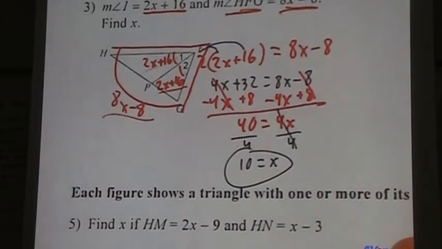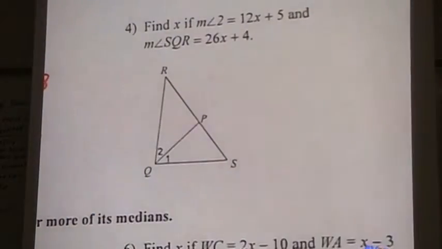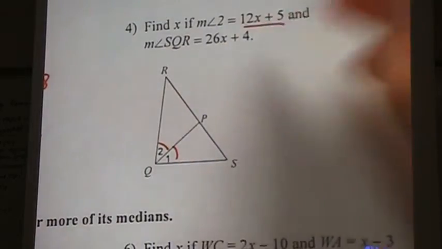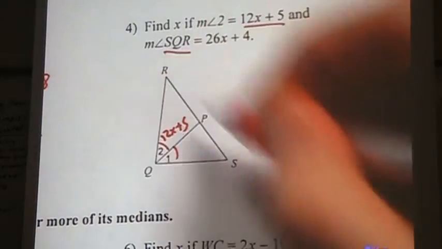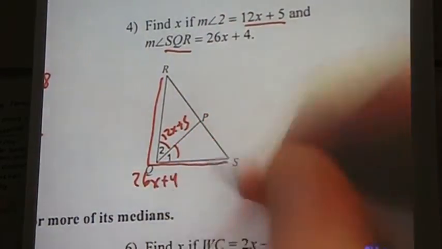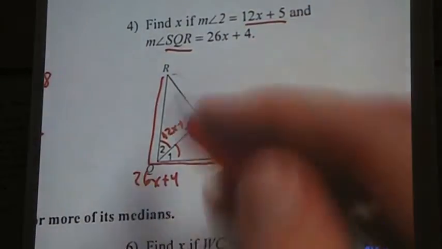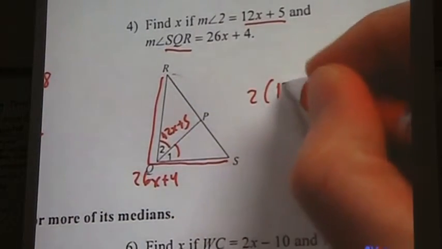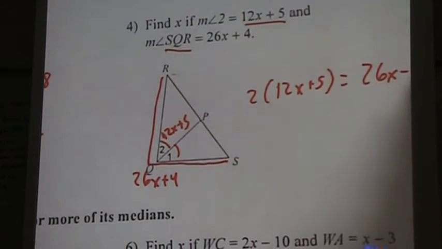Number 4 is similar. Okay? Because we got bisected angles. These guys are congruent. Angle 2 is this, 12x plus 5. And SQR is 26x plus 4. So the whole angle is 26x plus 4. So what we can do, same thing, we take our original angle, double it, and we get the full. So 2 times 12x plus 5 equals the full angle, 26x plus 4.